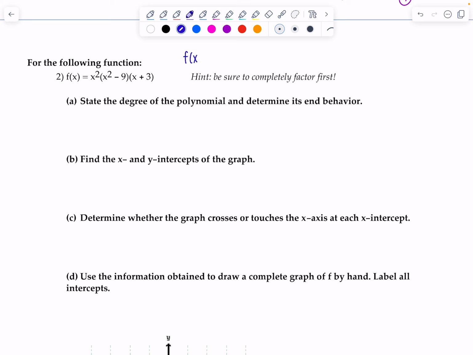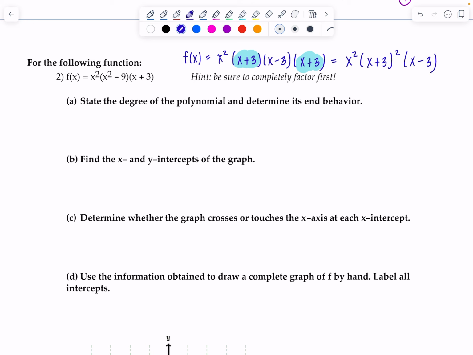So notice f of x here is x squared. X squared minus 9 factors into x plus 3 times x minus 3. And then we had another x plus 3. Do you see that? So I can combine these two factors of x plus 3 and just write it once as x plus 3 squared. So this is x squared, x plus 3 squared, and x minus 3.